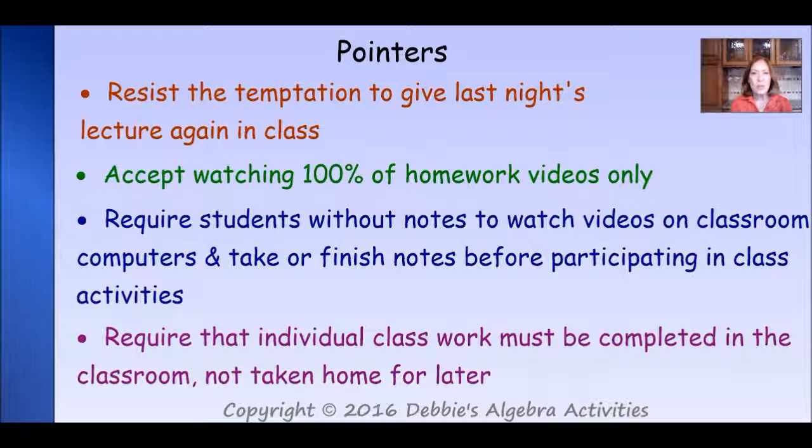Require that individual classwork must be completed in the classroom, not taken home for later. I collect the individual classwork for points. This can be a worksheet or problems from a textbook. I do not collect nor give points for activities.